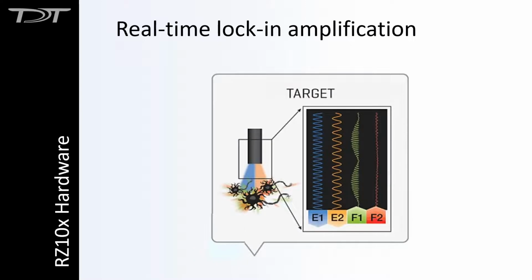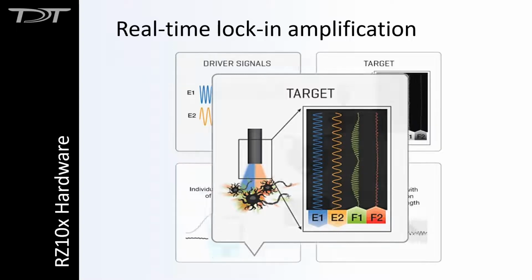Finally, a key feature that we had in our original fiber photometry system has rolled over to the RZ10X. We have real-time lock-in amplification. So how does this benefit you? When you're performing fiber photometry, multiple LED light sources are going to be combined onto a single fiber optic that will be interfacing with your animal. What lock-in amplification does is you have a single raw data stream coming back, and you need to separate out your signals of interest, and lock-in amplification is able to do that.